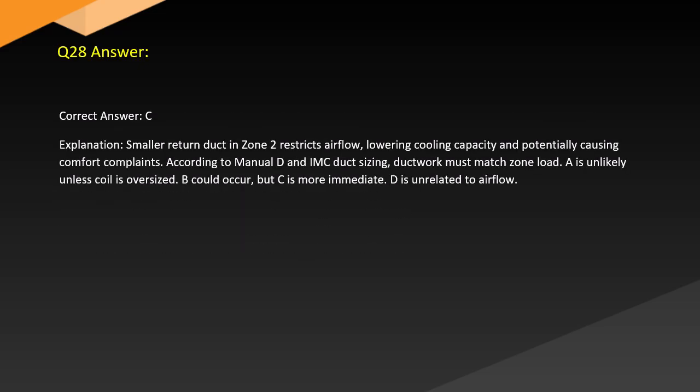Answer. Correct answer: C. Explanation. The smaller return duct in Zone 2 restricts airflow, lowering cooling capacity and potentially causing comfort complaints. According to Manual D and IMC duct sizing, ductwork must match zone load. A is unlikely unless the coil is oversized. B could occur, but C is more immediate. D is unrelated to airflow.